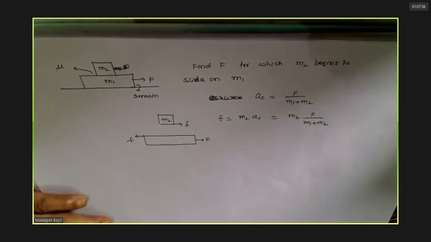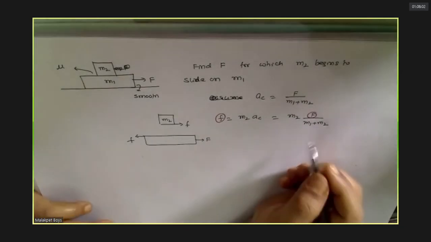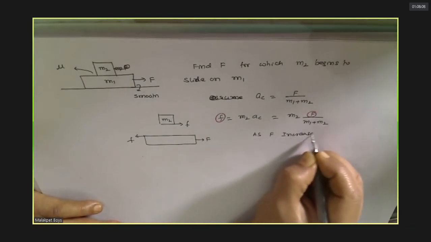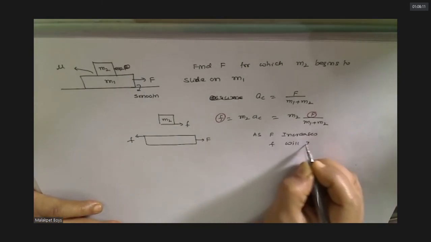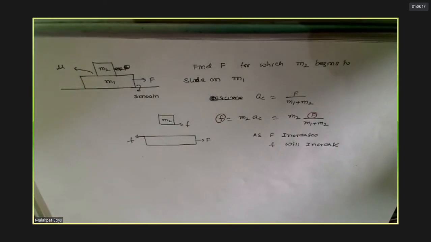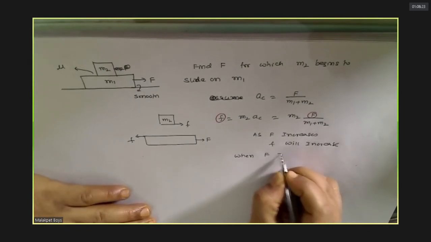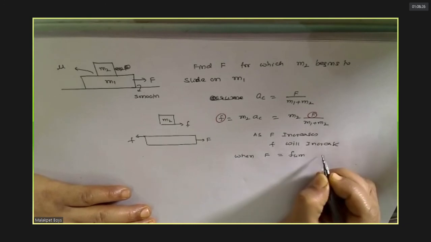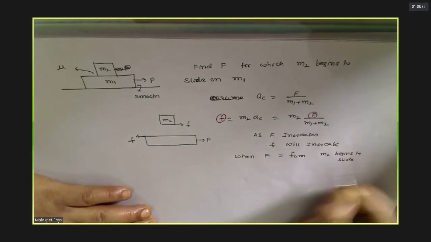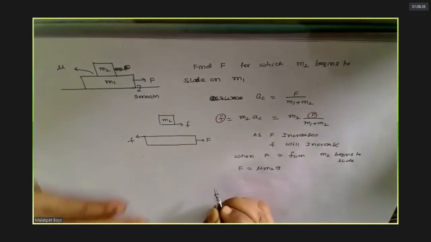Now you can see this and this, M1, M2, other things are constant. You can see that as F increases, what will happen? Agreed? Any doubt? When F equals F limiting, then what will happen? That is what we do now. Agreed?